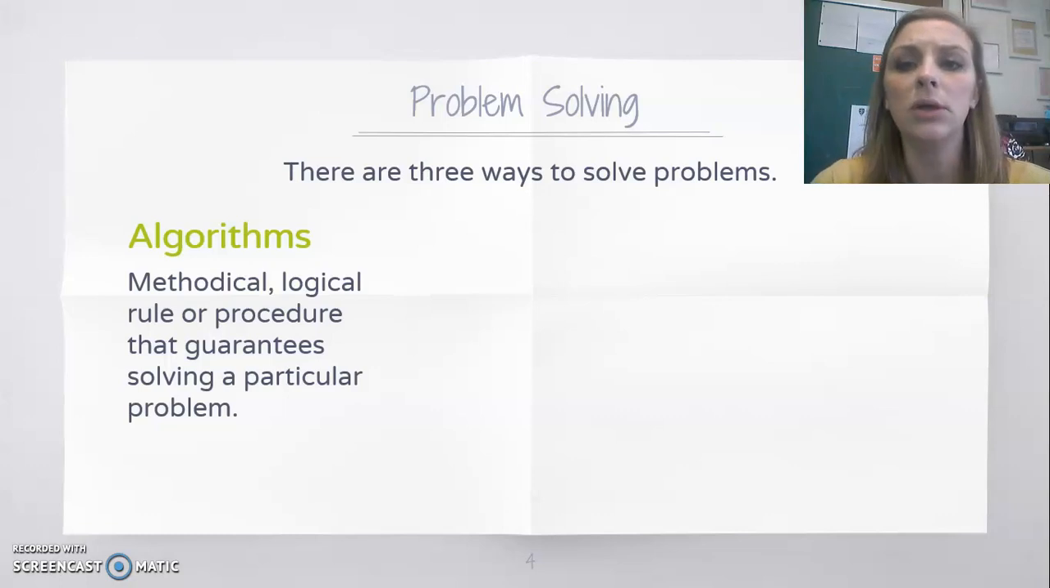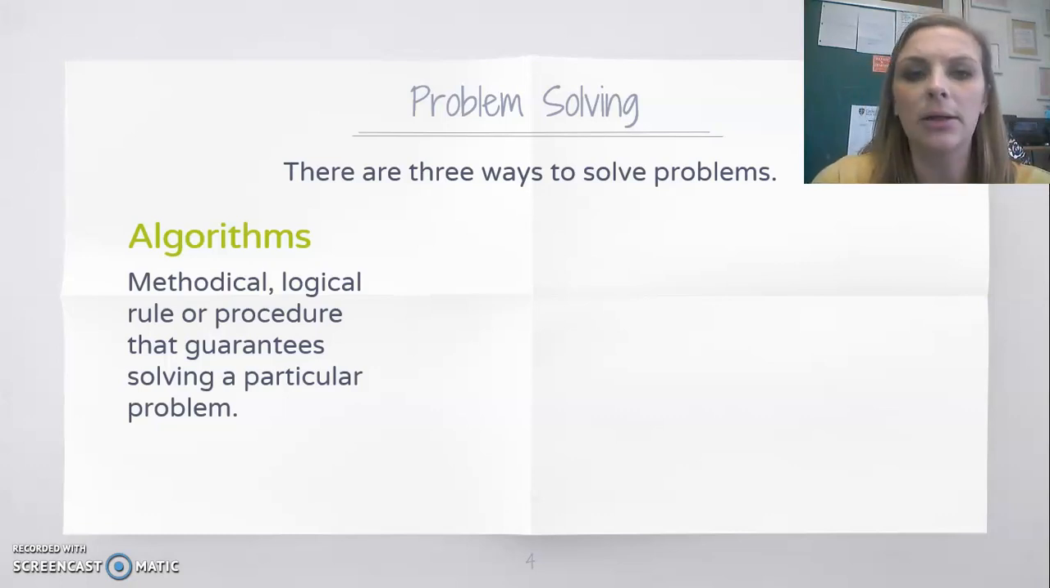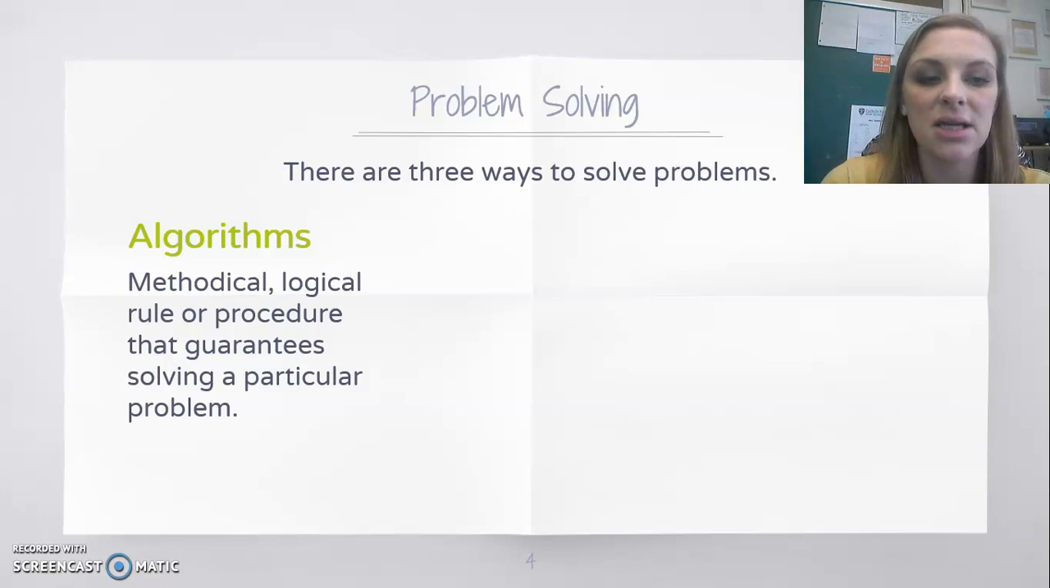So, what is problem solving? Well, we solve problems in 3 different ways, okay? Obviously, problem solving is how we make sense of the world or new things, new information that comes to us. The first way that we problem solve is through an algorithm. An algorithm is a logical rule or procedure that guarantees solving a particular problem.